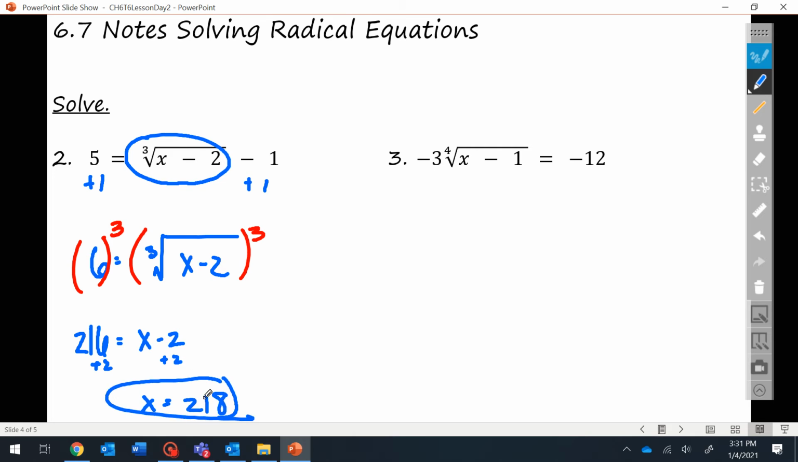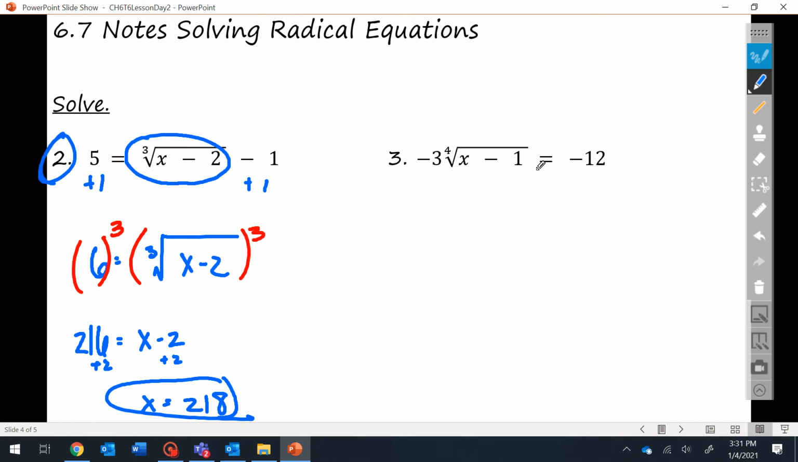Let's check this solution in the problem. 218 minus 2 is equal to 216. The cubed root of 216 is 6, and 6 minus 1 is 5. So the 218 will work in the problem.